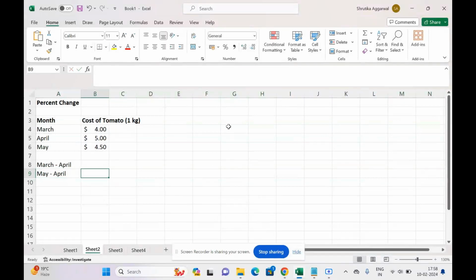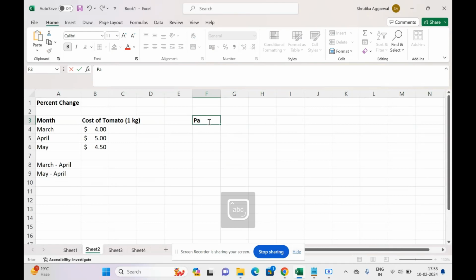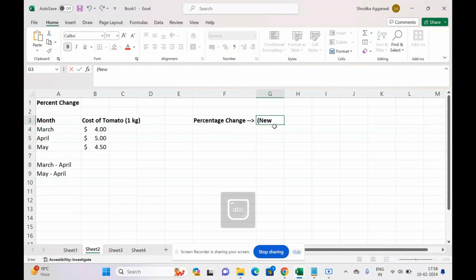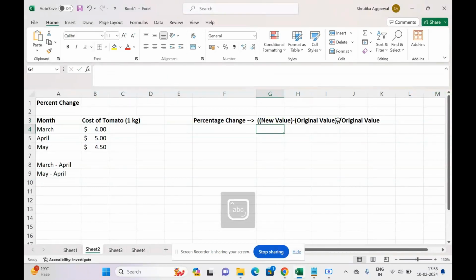To calculate the percentage change, the formula is: bracket open, new value minus the original value, bracket close, whole divided by the original value. Okay. So this is the formula for percentage change.